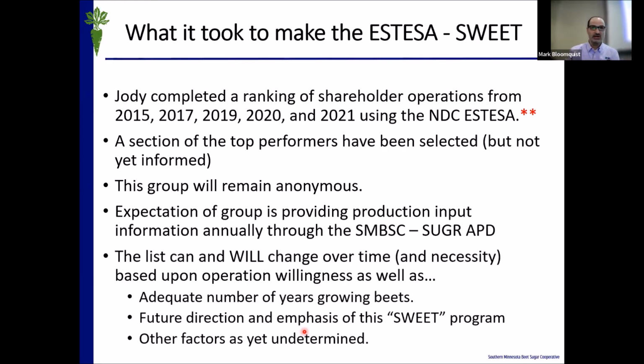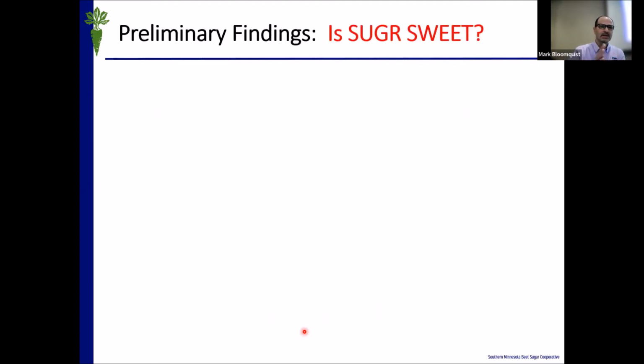The list can and will change over time. It's going to stay the same for a while because we have to examine their practices, but by necessity, it may have to change over time based upon an adequate number of years of growing beets, future direction, emphasis of the whole entire program, and factors as yet undetermined. So this gets into the title of the first part of my presentation, and then we can move into some of this cost per leaf spot database information. Preliminary findings. Is sugar sweet?